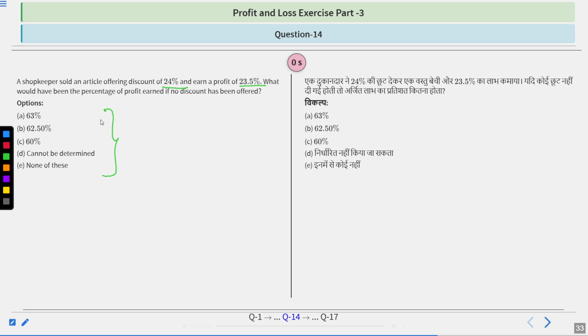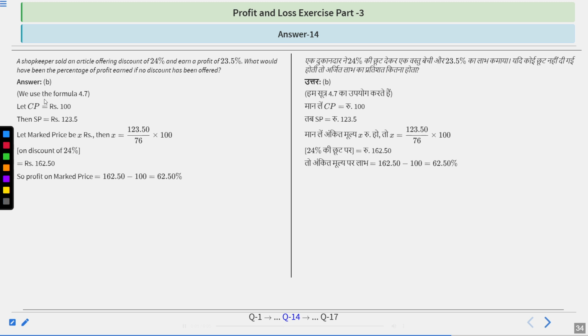Now time's up. Let's see the solution. In this question, we use the formula 4.7. Let CP equal 100, then SP will become 123.5 rupees. If we let the mark price be X, then X will be 123.50 divided by 76 multiplied by 100, because the discount is 24%, so this amount equals 76%. So we can calculate the 100%, and it will become 162.50. So the mark price is 162.50.